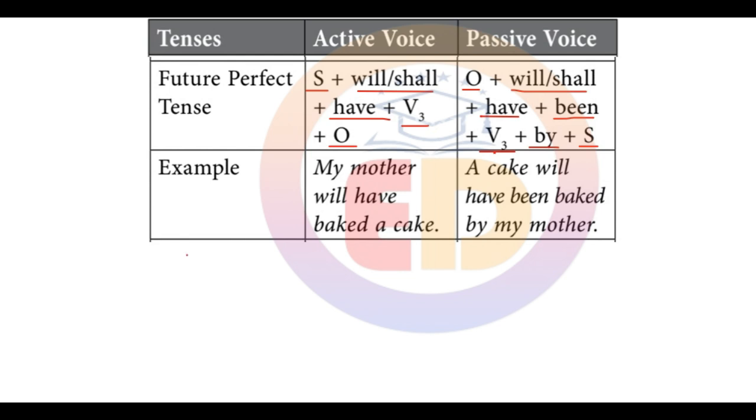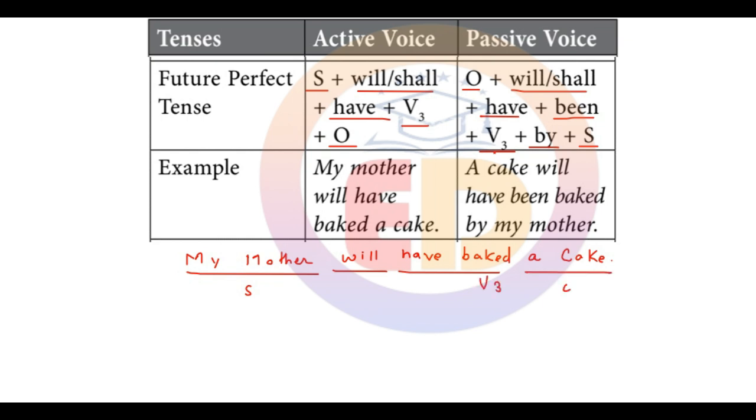My mother will have baked a cake. Now mother is doing the action. Active voice. My mother is the subject. Will helping verb. Have helping verb. Baked main verb third form. A cake is the object.